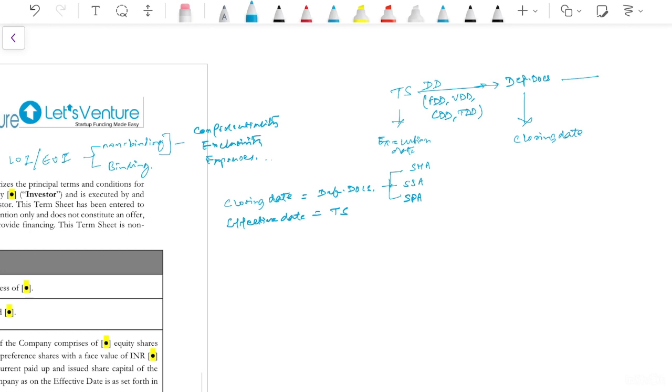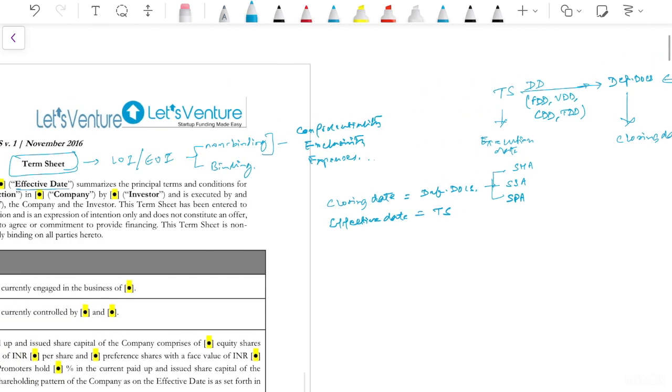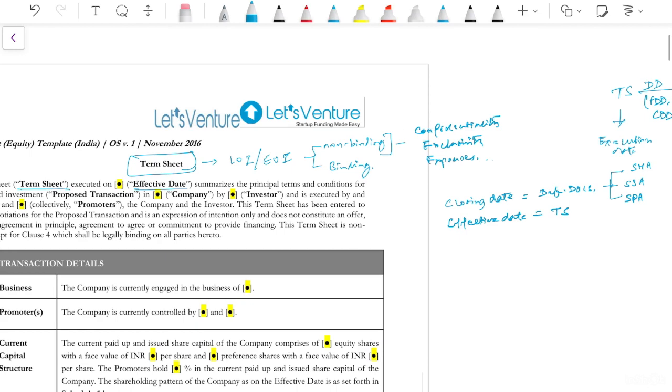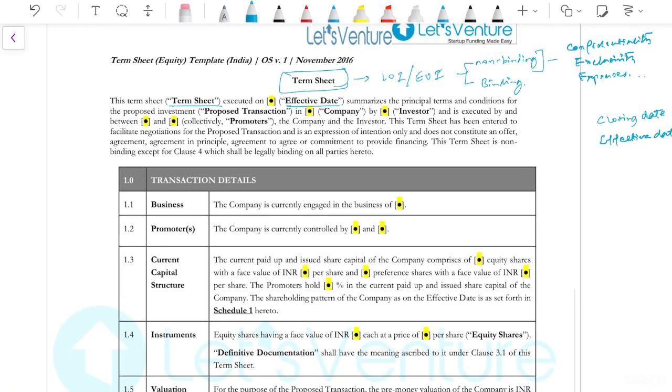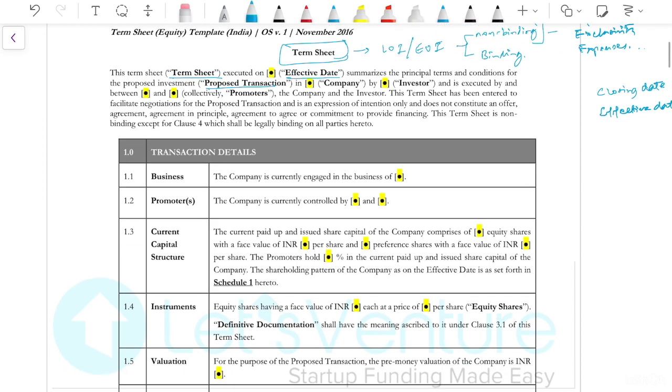Once the definitive docs are signed, within a couple of days, the actual wiring of the amount happens, which means the investment is completed. Right? So this is the process. Now, the next term is the proposed transaction, which means what is the investment amount, at what valuation, etc. That is the proposed transaction.